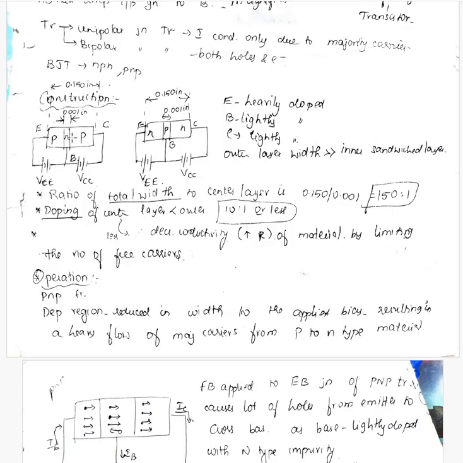Emitter is very heavily doped, base is slightly doped and collector is moderately doped. The ratio of the width of the whole transistor to the base width is 150:1, that is 0.150 inch to 0.001 inch. And the doping ratio of the outer layers to the center layer is 10:1.